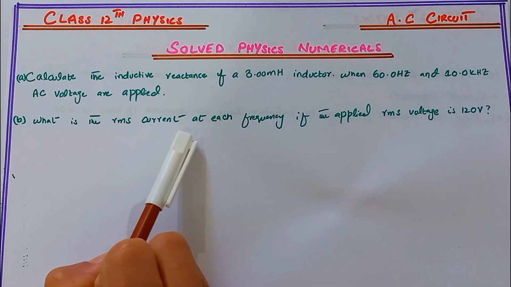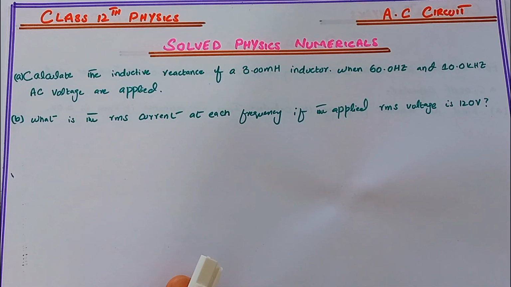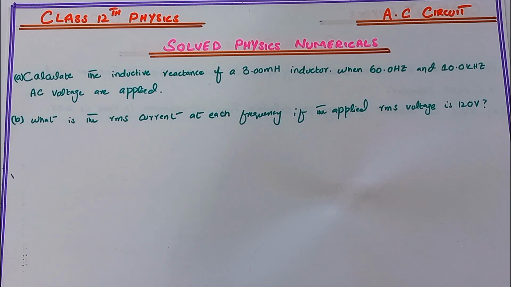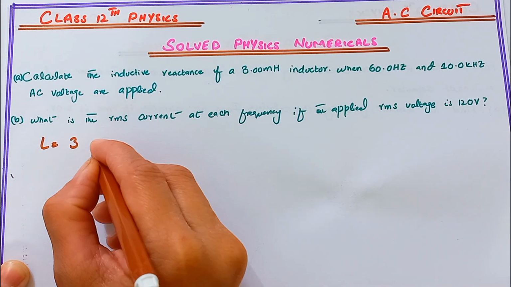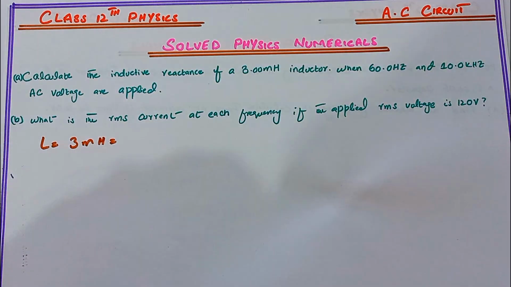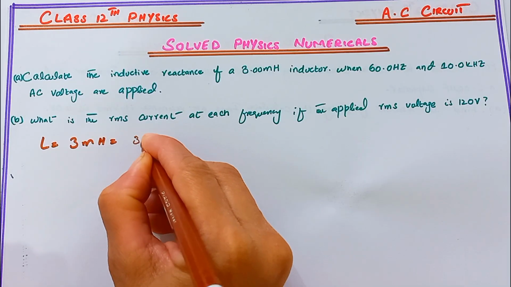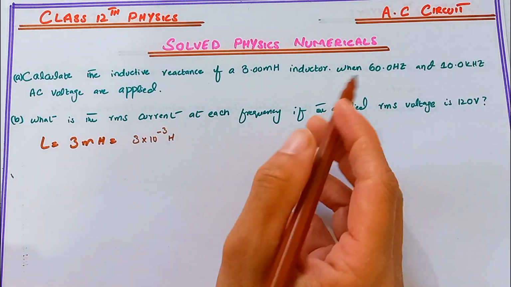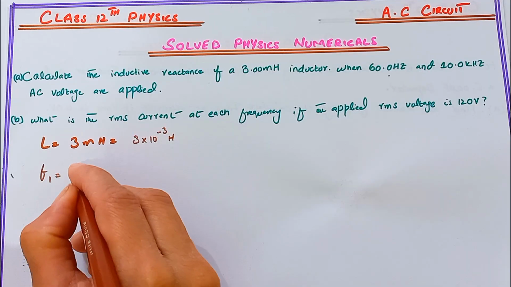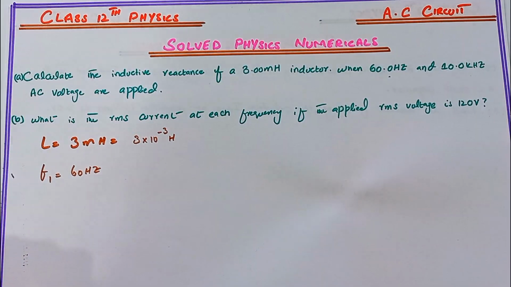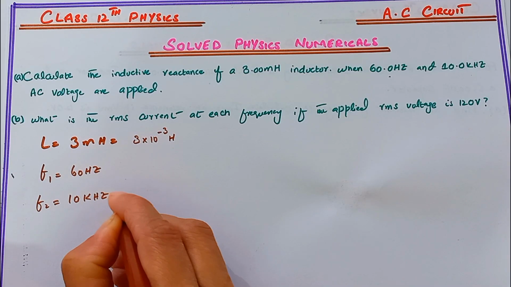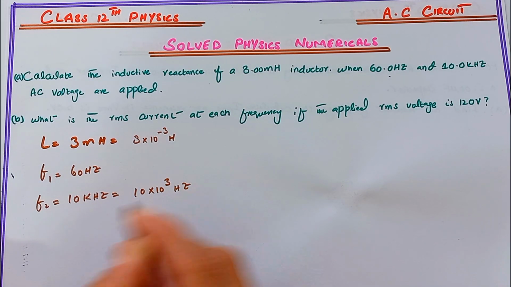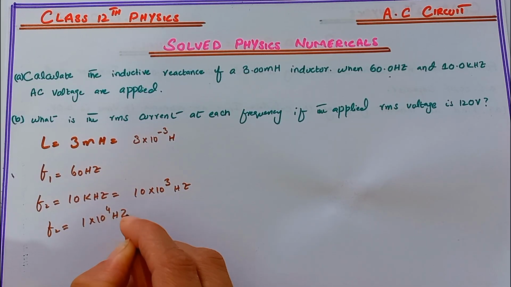In part B, find the root mean square current for each frequency if the applied voltage is 120 volt. So here we write the inductance of the inductor, which is 3 millihenry, that is 3 into 10 to the power minus 3 Henry. Frequency F1 is given as 60 Hertz. F2 is given as 10 kilohertz. Kilo we can write as 10 to the power 3 Hertz, so F2 we can write as 1 into 10 to the power 4 Hertz.